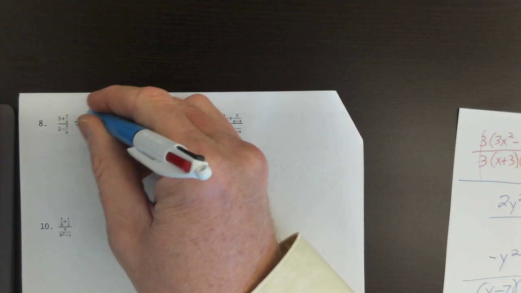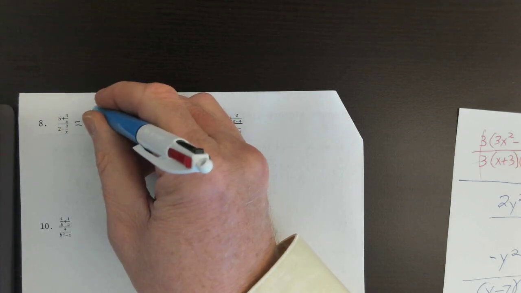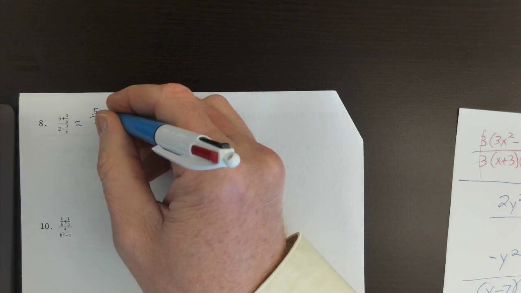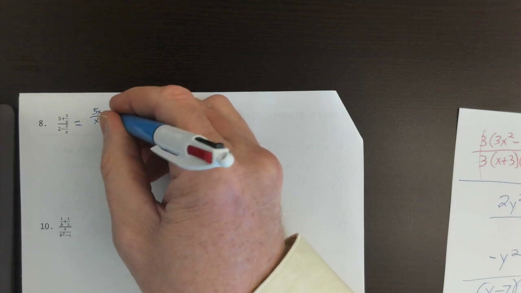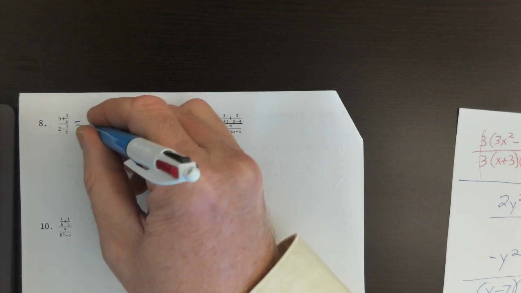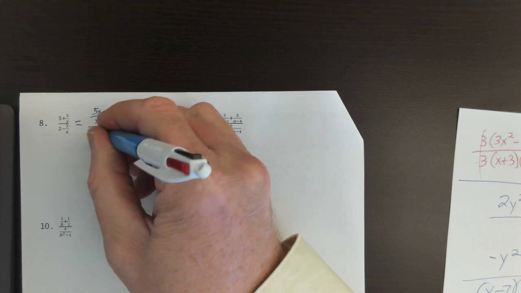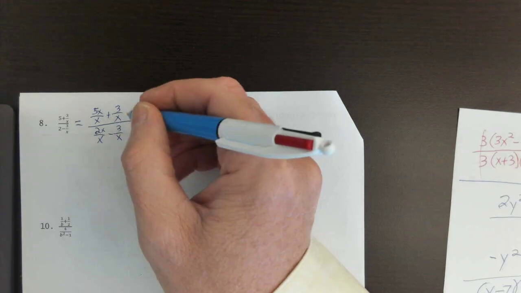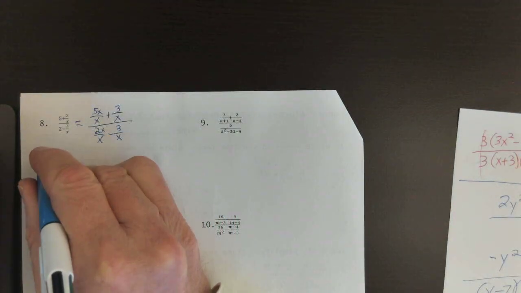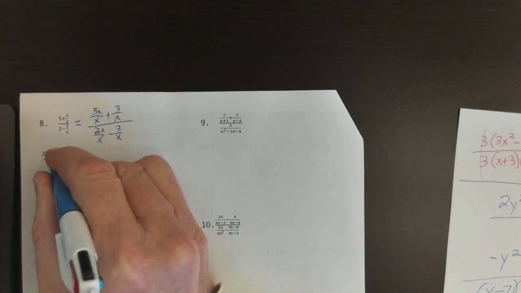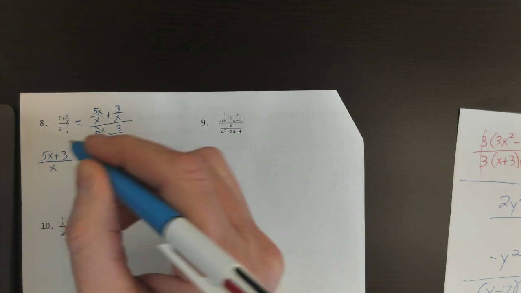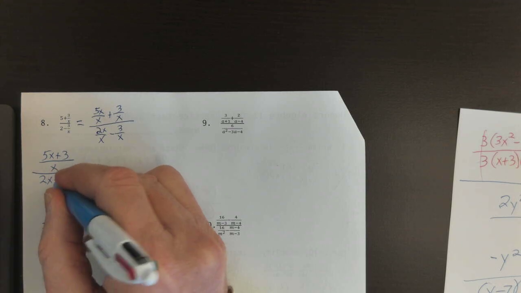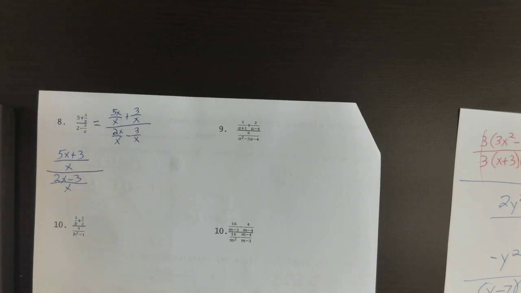I'm going to rewrite 5 as 5x over x so that I can write 3 over x here. And then I'll write 2 as 2x over x minus 3 over x. And when I rewrite the numerator, it's 5x plus 3 over x. That is over 2x minus 3 over x.